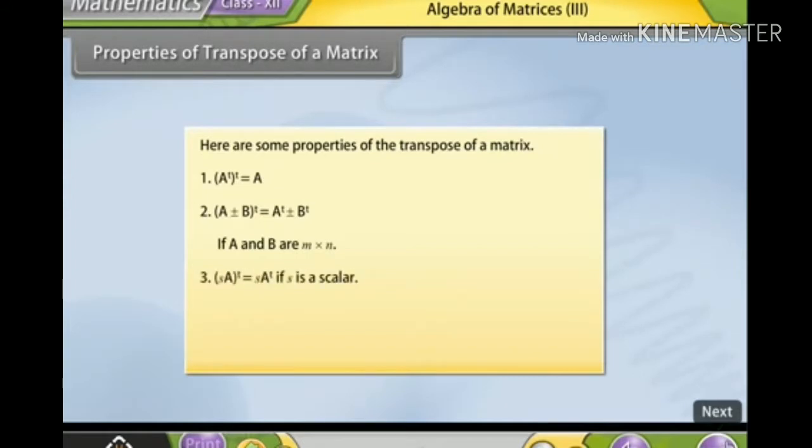Third, the transpose of S times matrix A is equal to S times the transpose of matrix A, if S is a scalar. Fourth, the transpose of matrix AB is equal to the transpose of B times the transpose of A, if A is m by n and B is n by p.